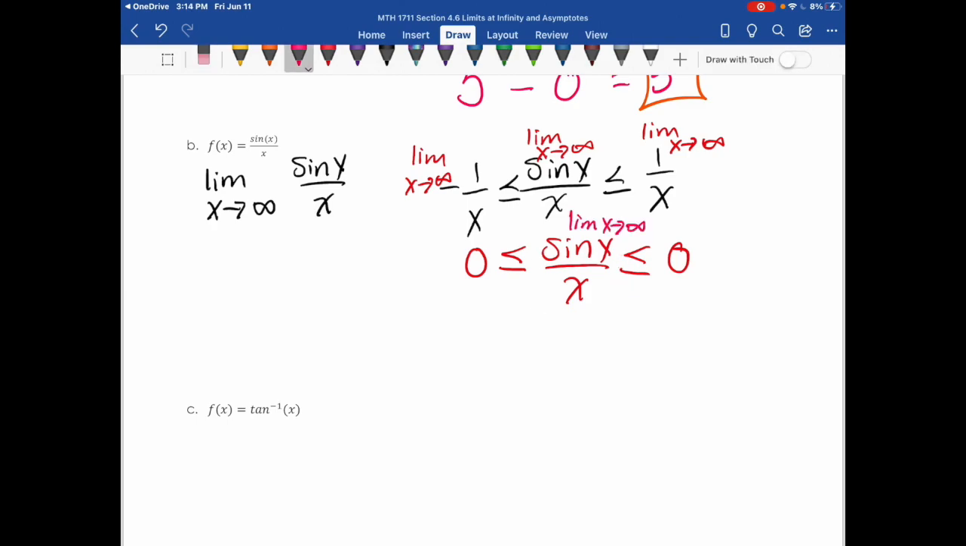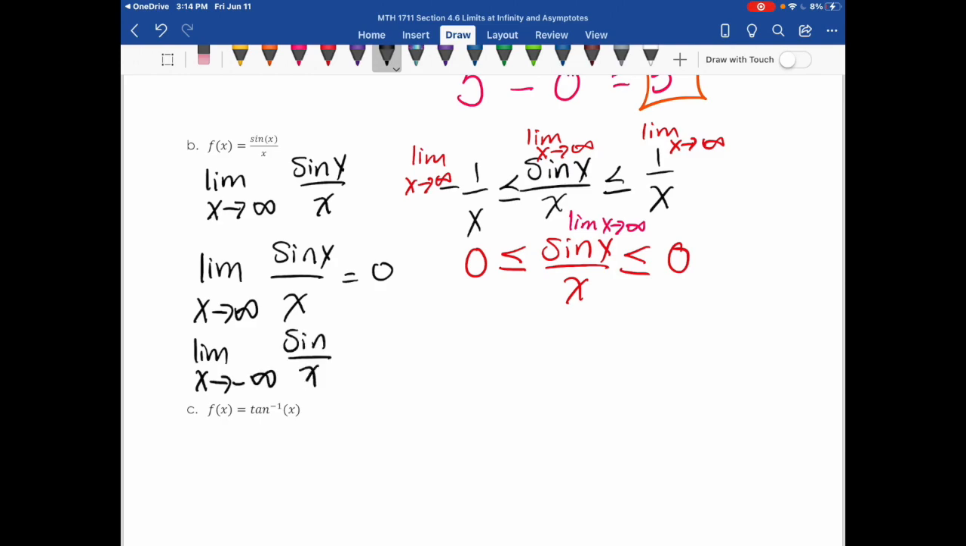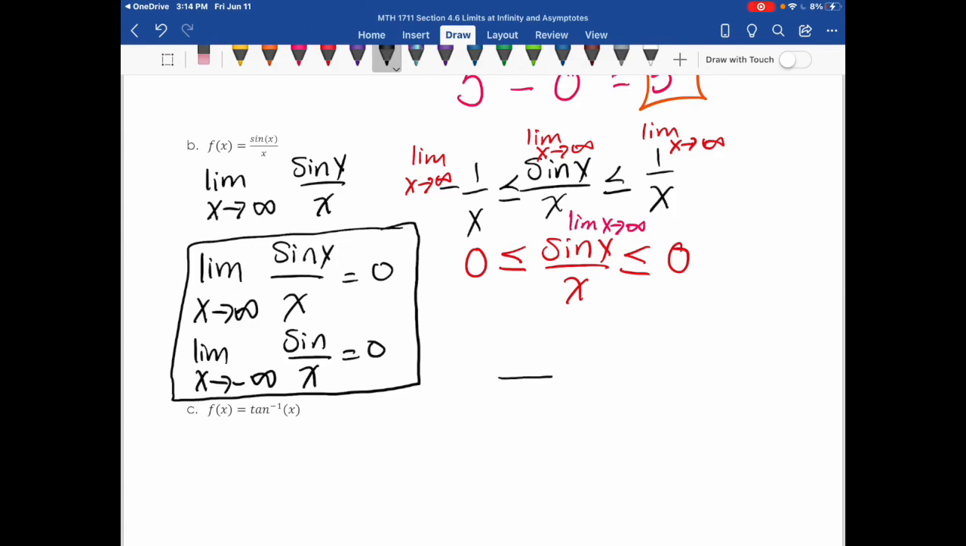which tells me if I take the limit as x goes to infinity of sine x over x, if that is greater than or equal to 0 but less than or equal to 0, then it has to be 0. So I can say that the limit as x approaches infinity of sine x over x is 0. I can make that same argument for the limit as x goes to negative infinity of sine x over x, and say that as x approaches negative infinity, that's also 0.